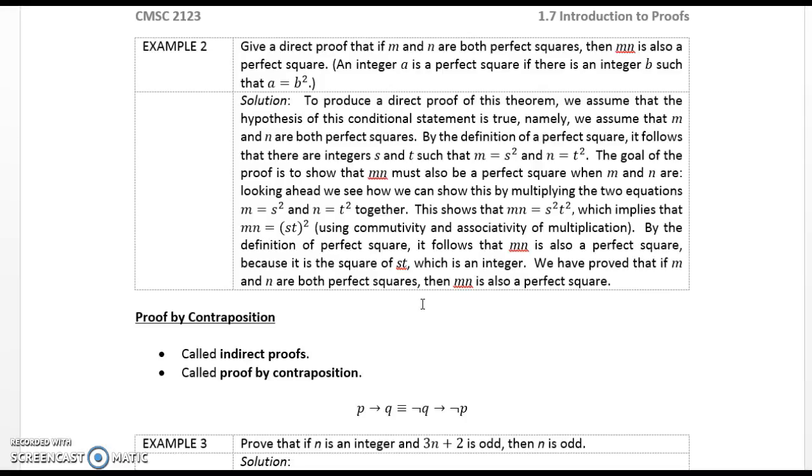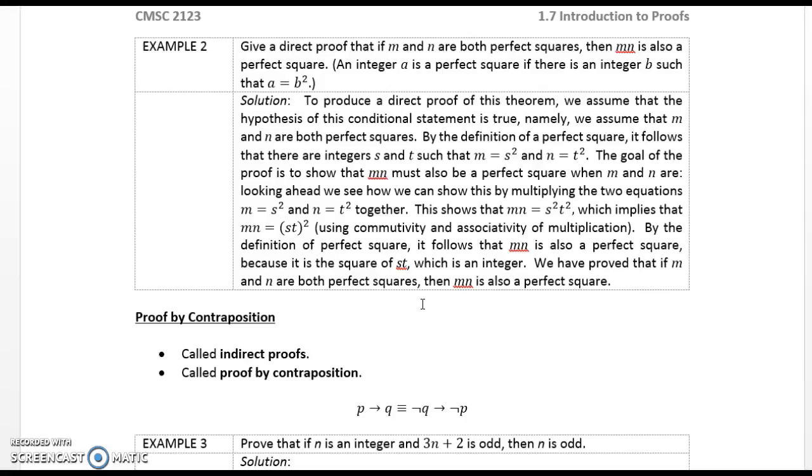Solution. To produce a direct proof of this theorem, we assume that the hypothesis of this conditional statement is true. Namely, we assume that m and n are both perfect squares. By the definition of a perfect square, it follows that there are integers s and t such that m is equal to s squared and n is equal to t squared. The goal of the proof is to show that the product mn must also be a perfect square, where m is equal to s squared and n is equal to t squared together.